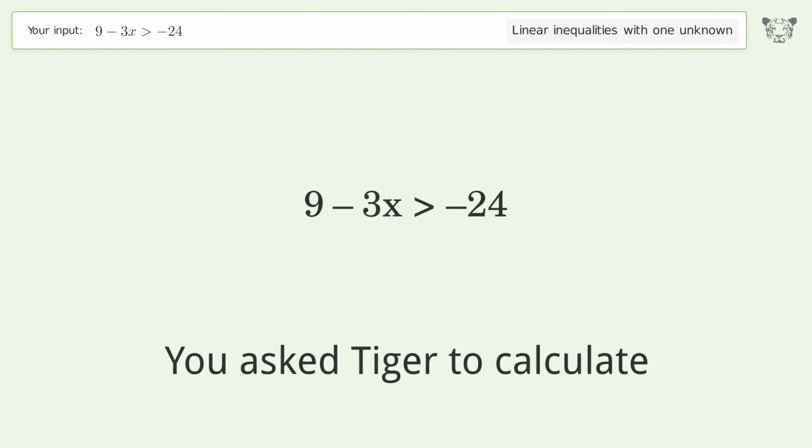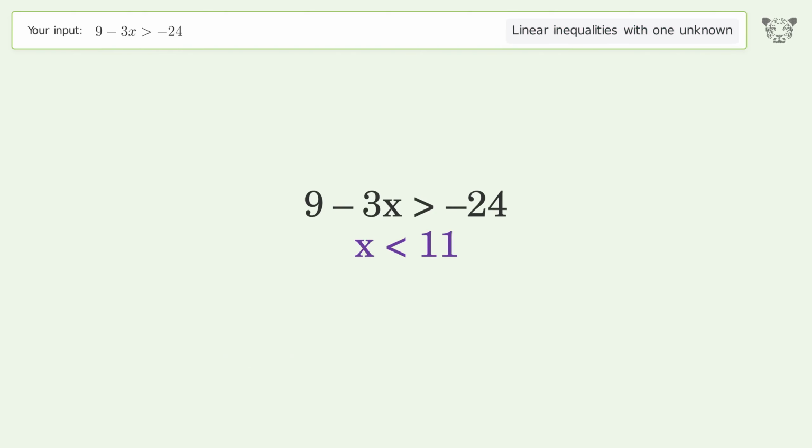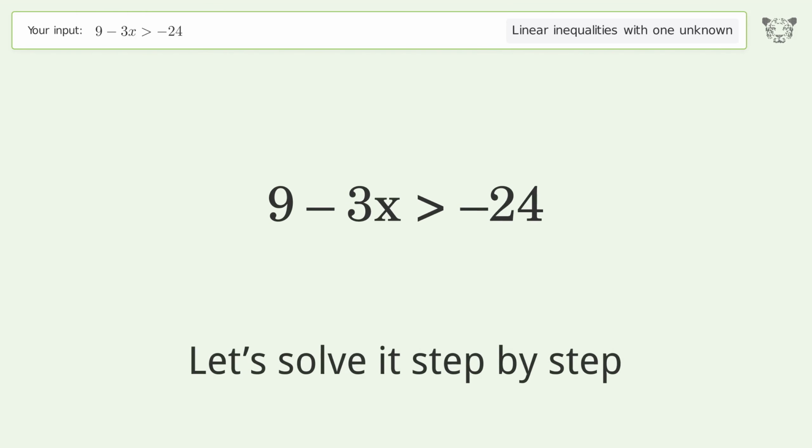You ask Tiger to calculate. This deals with linear inequalities with one unknown. The final result is x smaller than 11. Let's solve it step by step.